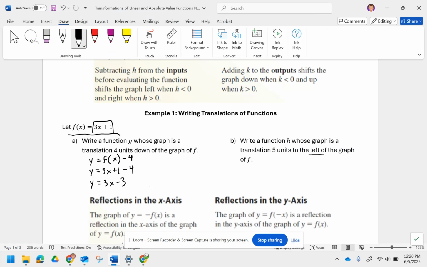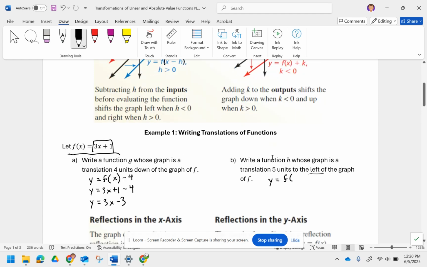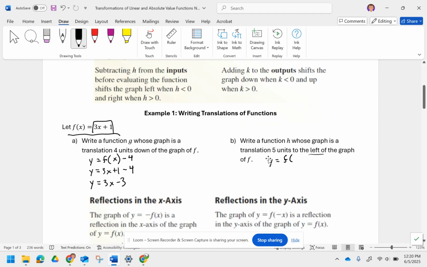This one wants us to go 5 units to the left, so that's a horizontal translation. So we're going to have y is equal to f of. Now to make it go to the left, then h would be a negative number and we minus it. Now minusing a negative is just adding it. So I'm going to have x plus 5. Okay, according to that graph, we're doing x minus negative 5, which would just simplify to f of x plus 5. So what does that look like?